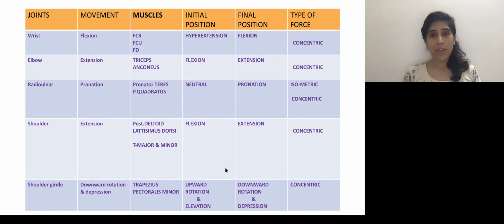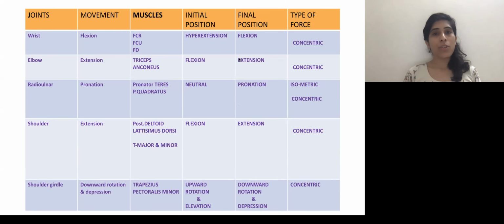Of course, as we all know, the pronation motion is required. The pronator teres and pronator quadratus muscles have to be activated. Initially neutral motion, then it will go for the pronation, and initially isometric work is required. Then concentric work of these muscles is required.